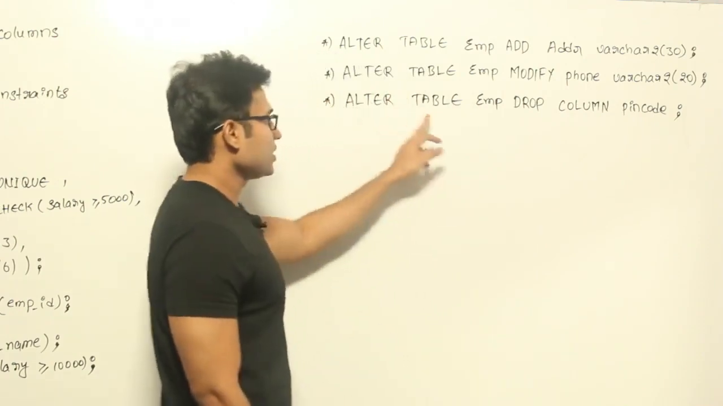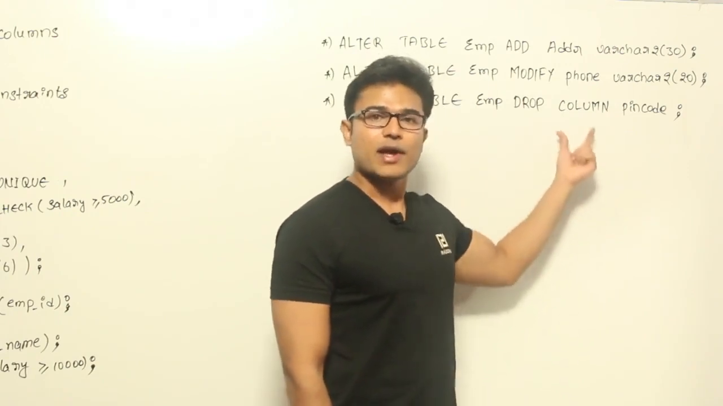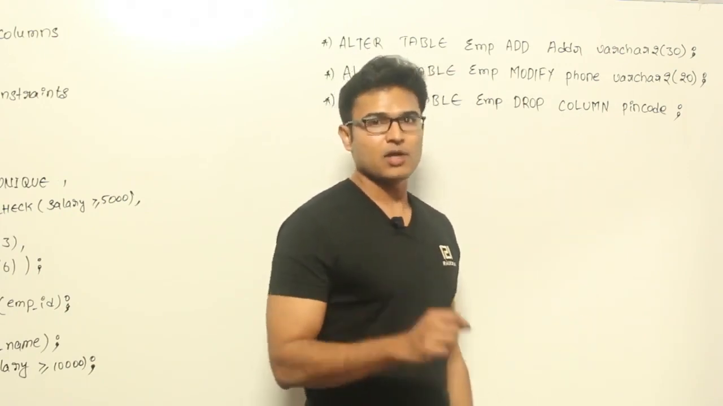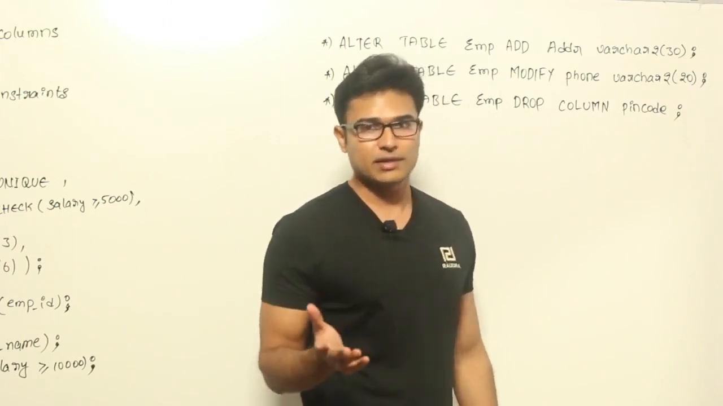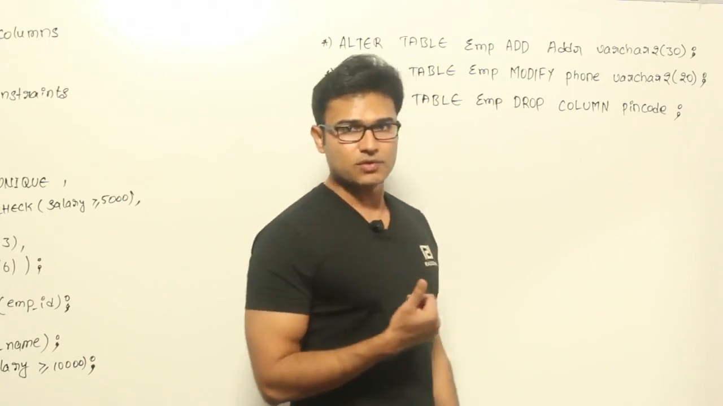And the next one is alter table employee, drop column pin code. By doing this we are dropping one entire column, right? So by using alter we can either modify the constraints or modify the attributes. Got it? Okay.